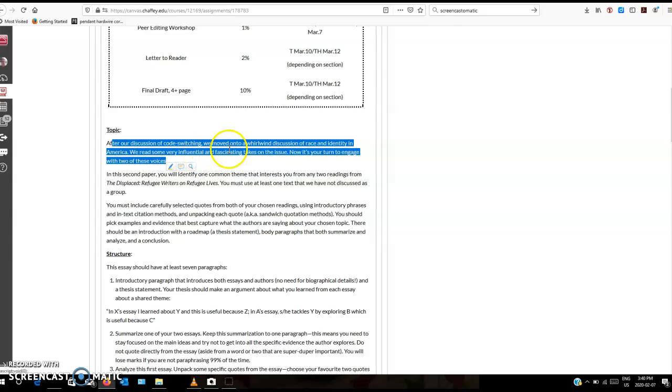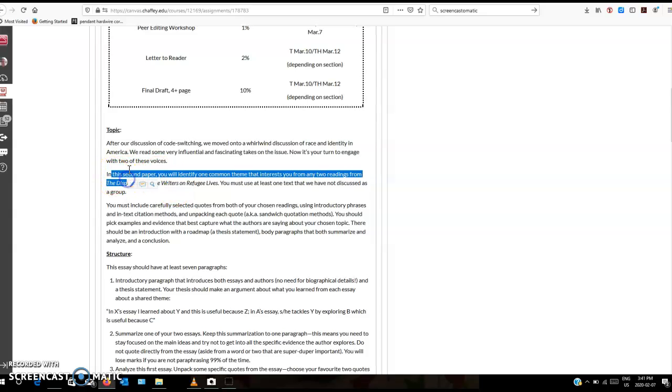So we looked at code switching in the first unit of the course, how you use language in different ways in your own life. And then in this unit of the course, we're trying to look at how we discuss matters of identity for displaced people, refugees, immigrants, right? Looking at how language plays a role in those discussions. So in the second unit of the course, we've been reading a lot from that collection of essays edited by Viet Thanh Nguyen called The Displaced: Refugee Writers on Refugee Lives.